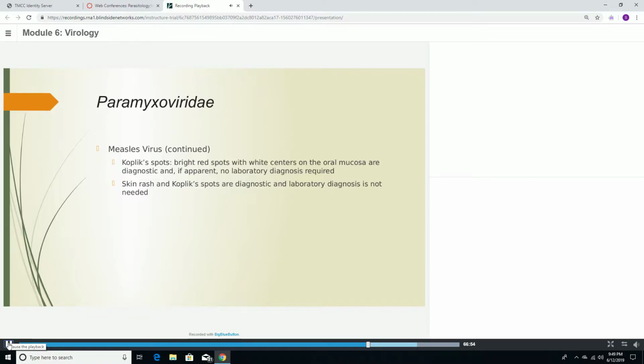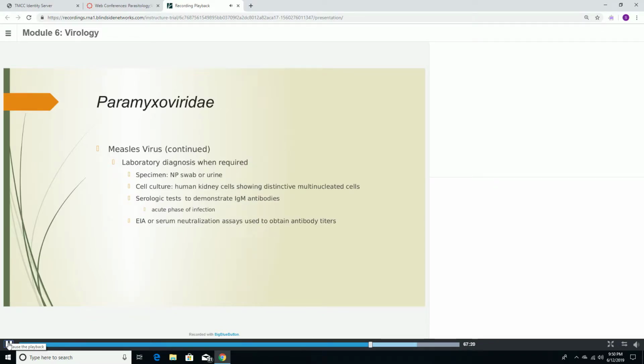Koplik spots are bright red spots with white centers on the oral mucosa. They are diagnostic, and if apparent, no laboratory diagnosis is required. Skin rash and Koplik spots are diagnostic, and laboratory diagnosis is not necessary. So again, with most viruses, we're just going to look at the patient's signs and symptoms, and most doctors are just going to say you have a viral infection, and they're not going to do any laboratory testing.